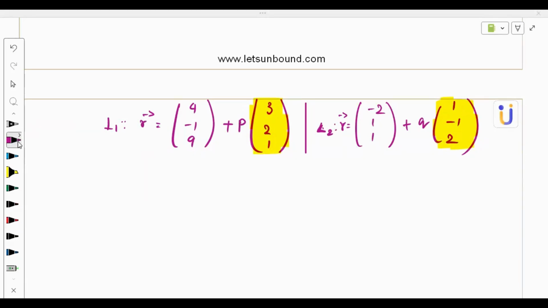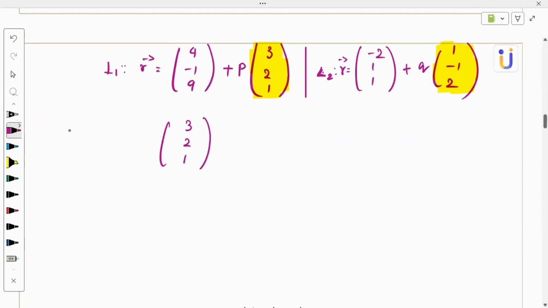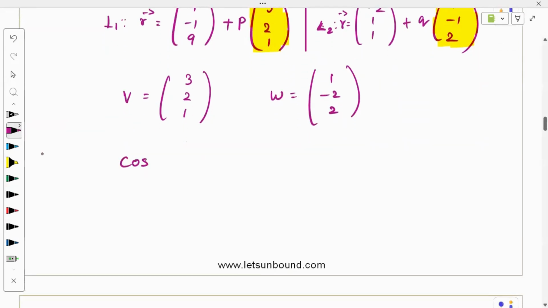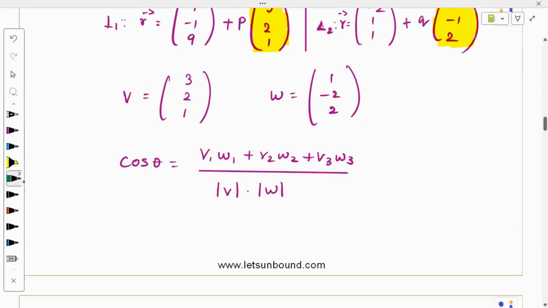Okay, so what is cos theta? These are my direction vectors: 3, 2, 1, and the other one. Let me take this as V, and this as W. You can take it in your own way too. And cos theta, from our formula booklet, is V1 W1 plus V2 W2 plus V3 W3. This is nothing but the dot product divided by modulus V times modulus W. Here V1 is the first component, then second component, third component of the vector. Same with W.